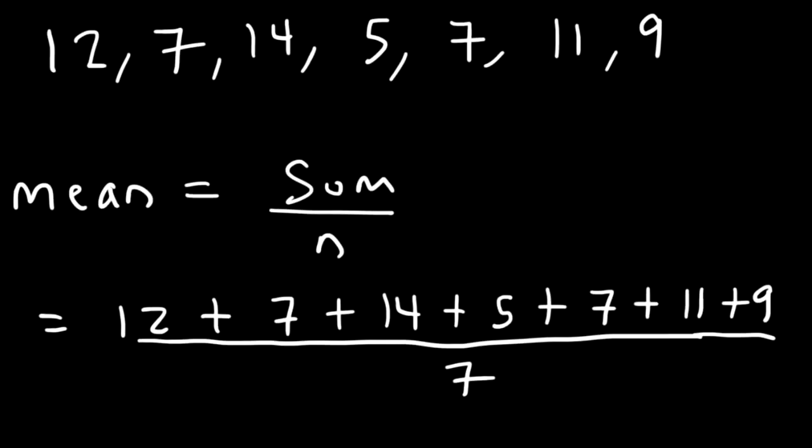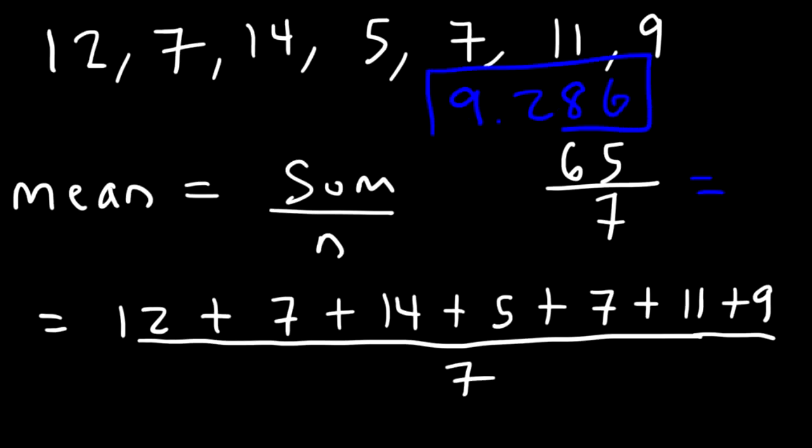So the sum of the 7 numbers is 65. 65 divided by 7 is equal to 9.285, or 9.286 if you round it. So that's the arithmetic mean of those numbers.